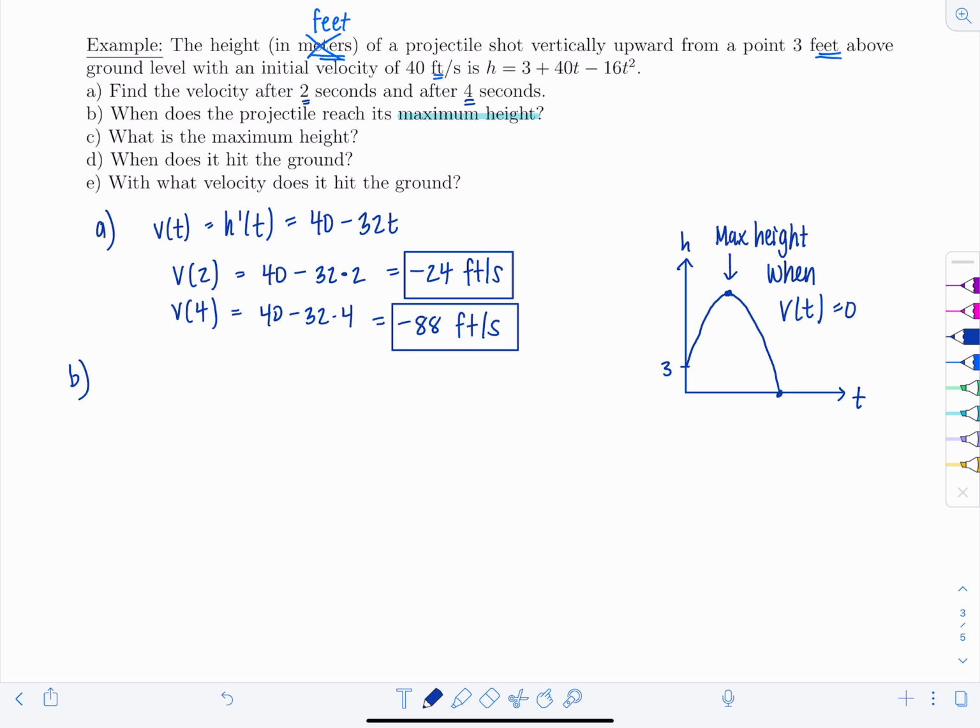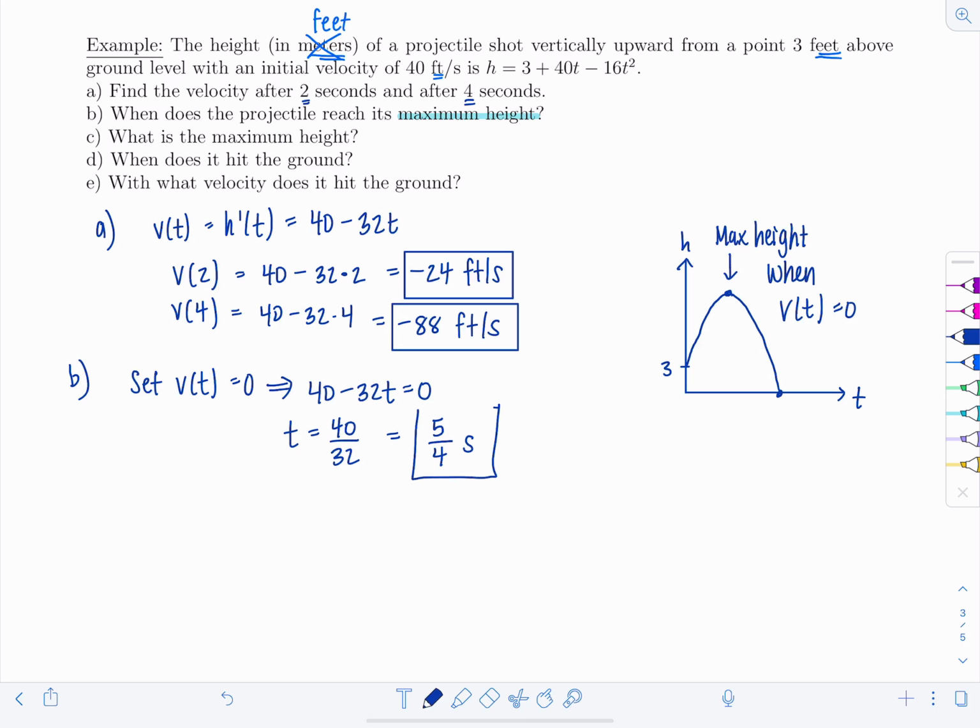So we're going to set v of t, the velocity function, equal to 0. So that means 40 minus 32t equals 0. Solve for t, so t equals 40 over 32. I can divide by 8, so that's 5 over 4 seconds. Okay.